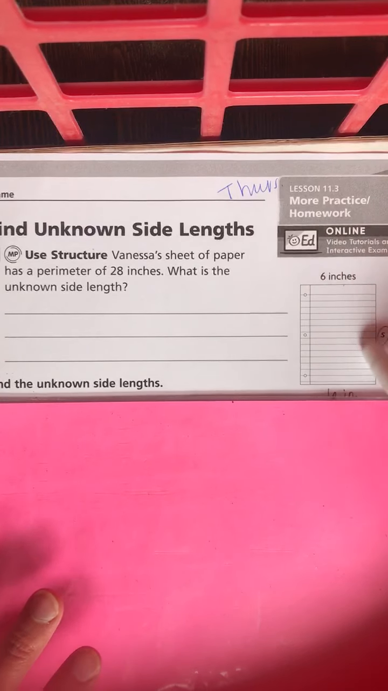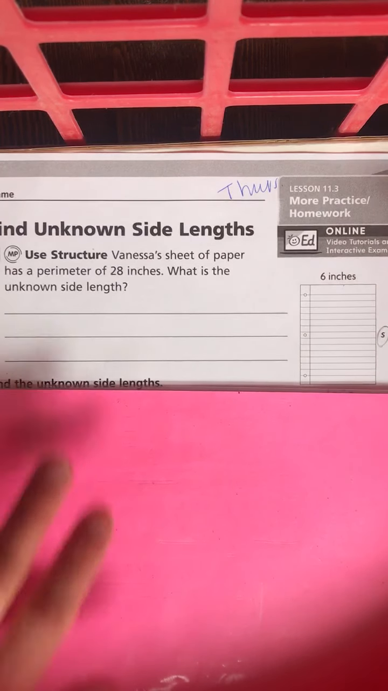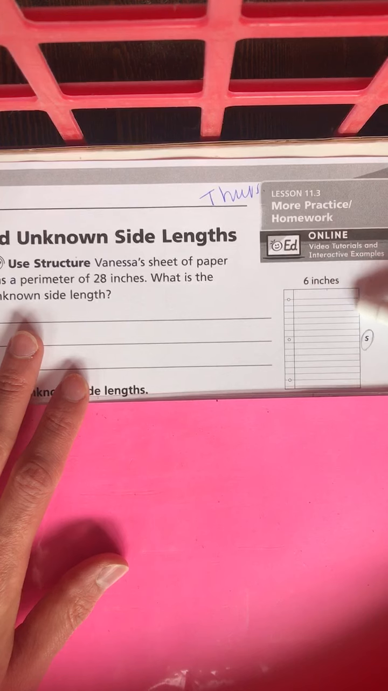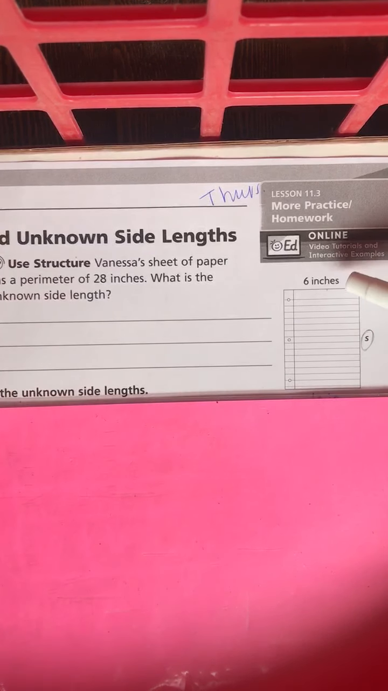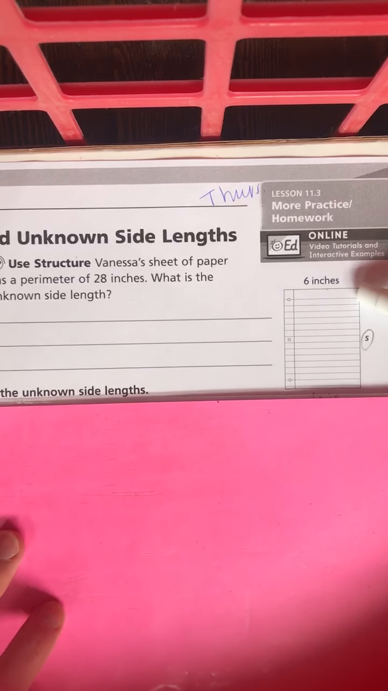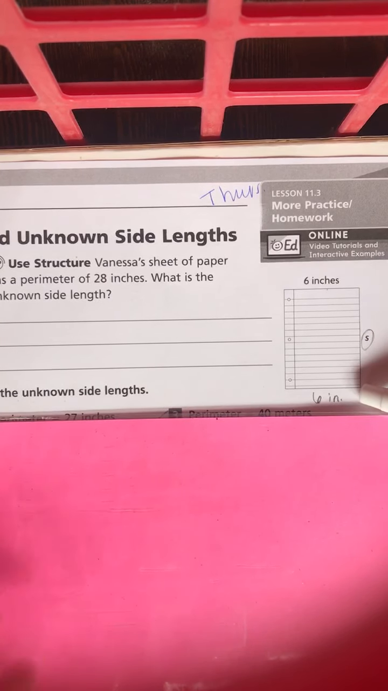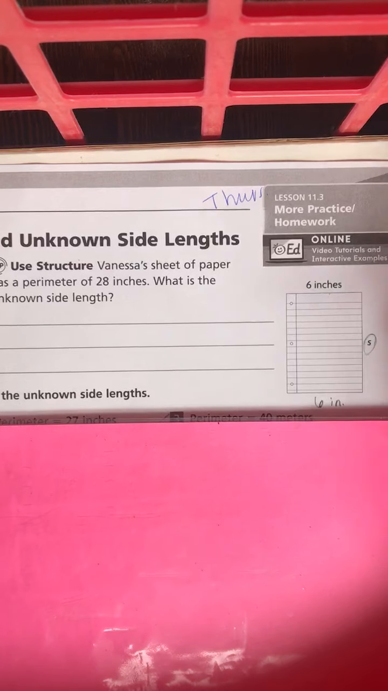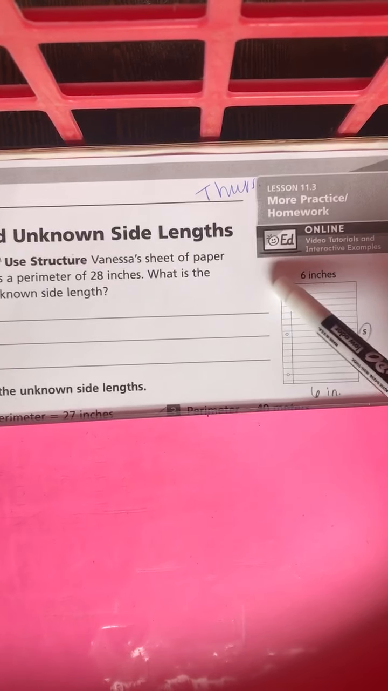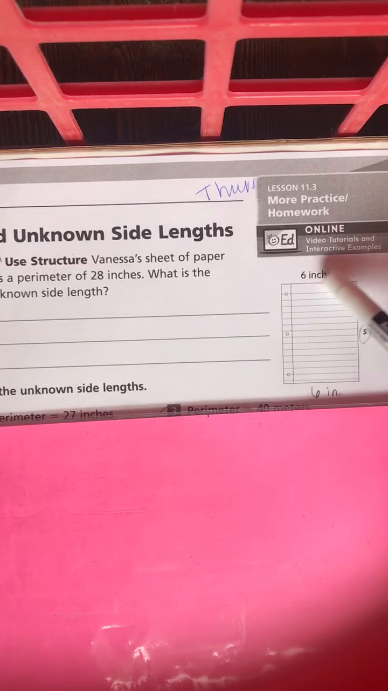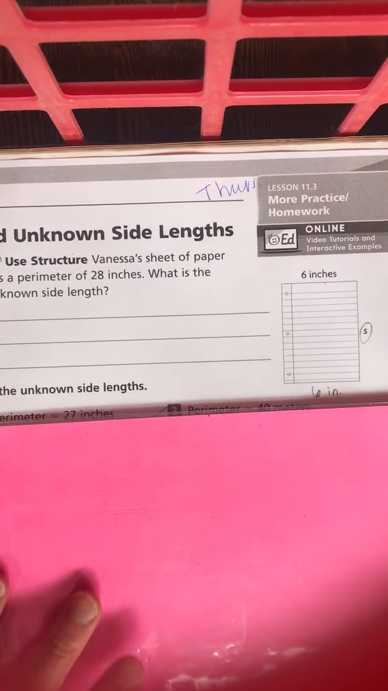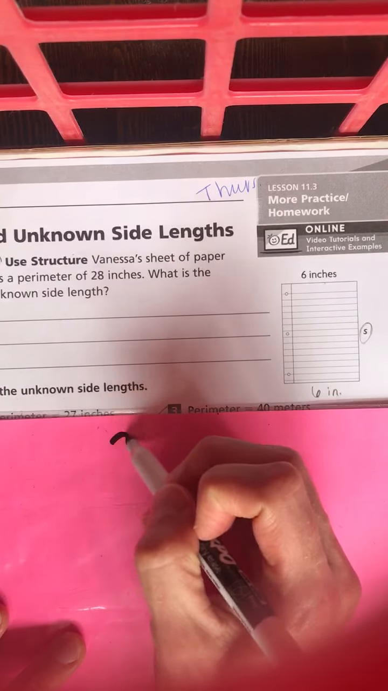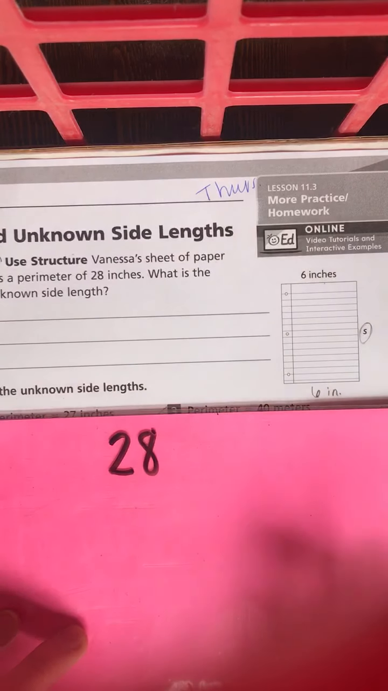So if we take a look at this sheet of paper, we know that it is the shape of a rectangle. And a rectangle has opposite sides that are equal. So if this top side is 6 inches, that means that this bottom side is also 6 inches. What we don't know are the lengths of the two long sides. We do know the perimeter, or the distance around the whole sheet of paper, is 28 inches.